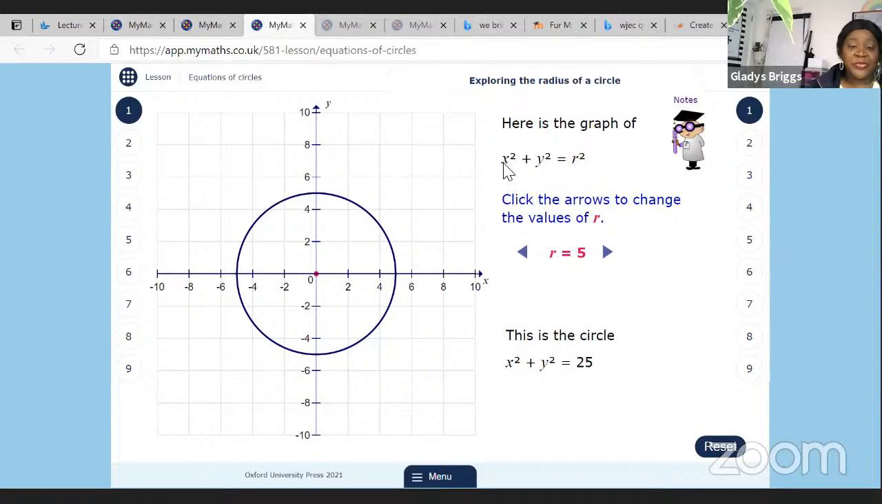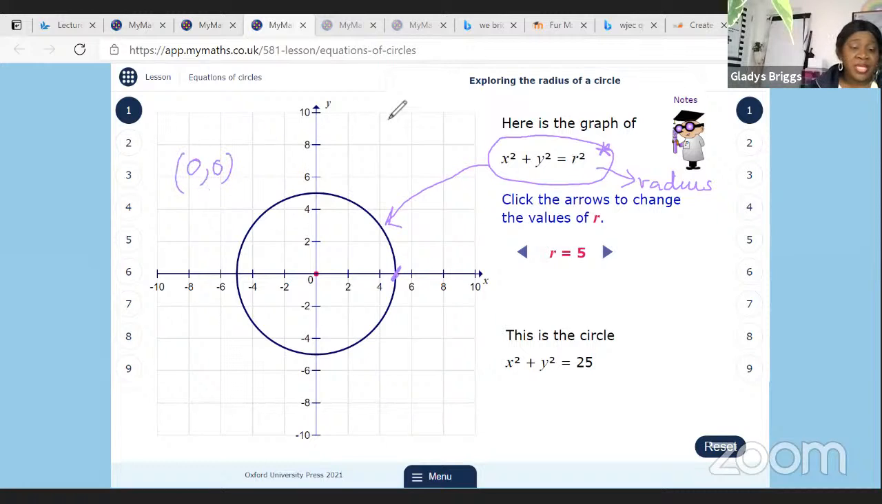Here's the graph, this is the equation of a circle. That's the first equation that you should write down: x squared plus y squared is equal to r squared, where r represents the radius. You can take a screenshot of this, but write down the equation of a circle. When r equals 5, this is that circle right there. The center of the circle is 0, 0, and the radius is 5.